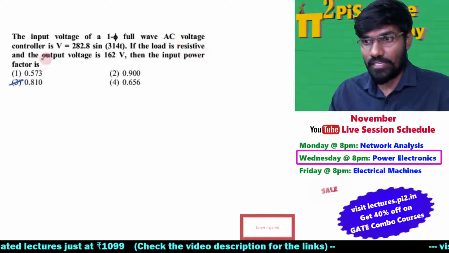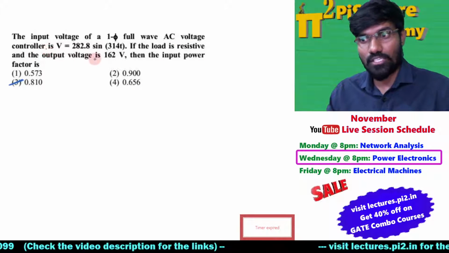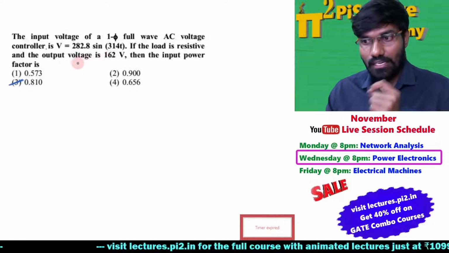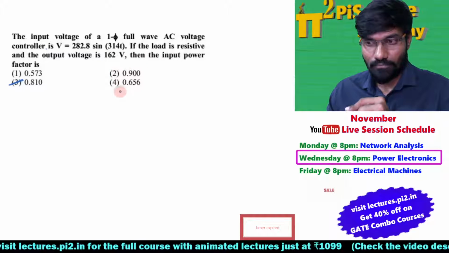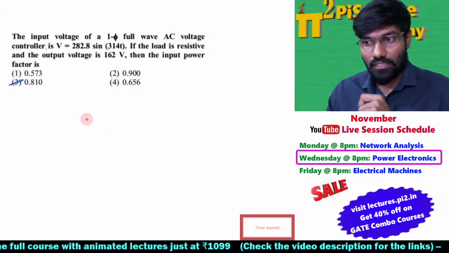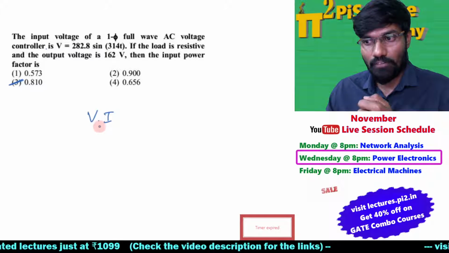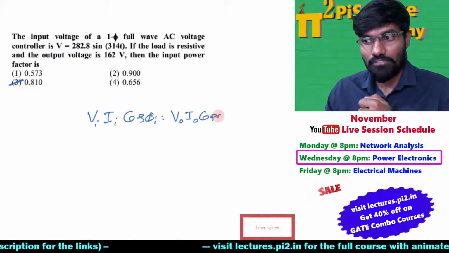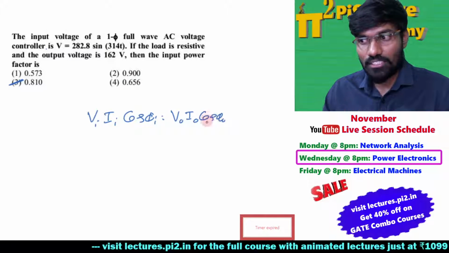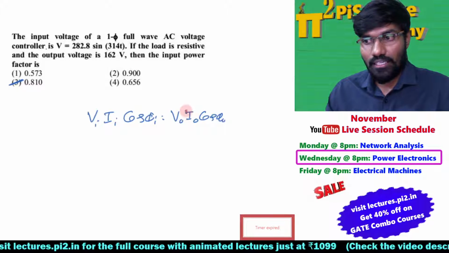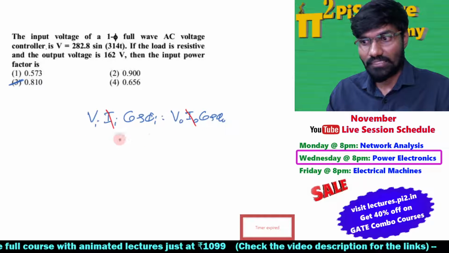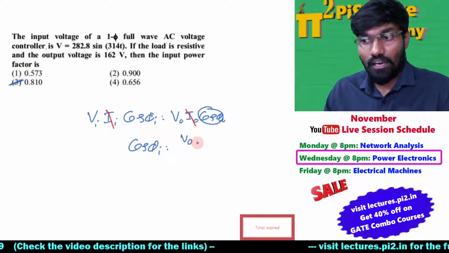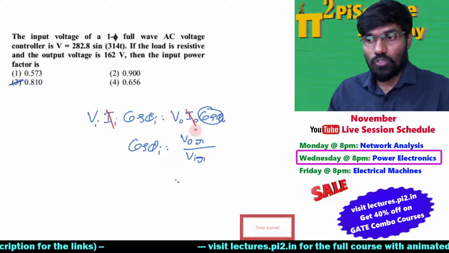Anyways, the input voltage of a single phase full wave AC voltage controller, or AC voltage regulator, if the load is resistive and output voltage is 160, then the input power factor. We know input power is equal to output power. V input, I input, cos phi input is equal to V output, I output, cos phi output. What is the output power factor? That is 1 because of the resistive load. As it is an AC voltage regulator, the currents are the same and cancelled. So input power factor is simply V naught RMS value by V input RMS value. V naught RMS is given as 160.